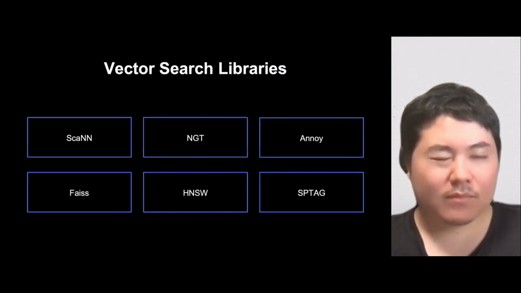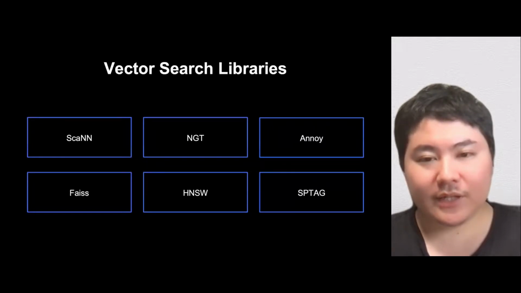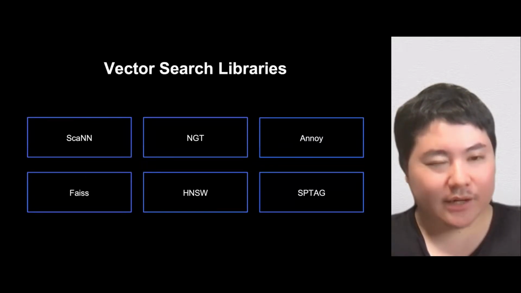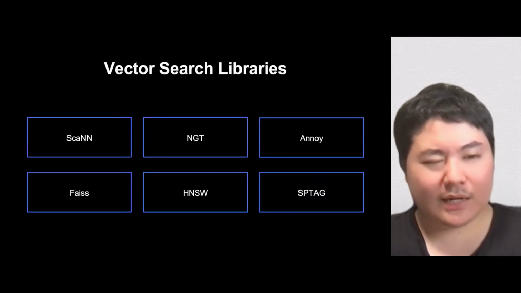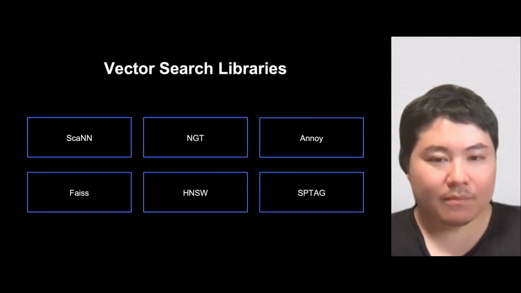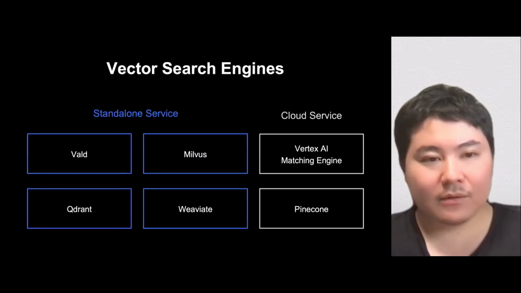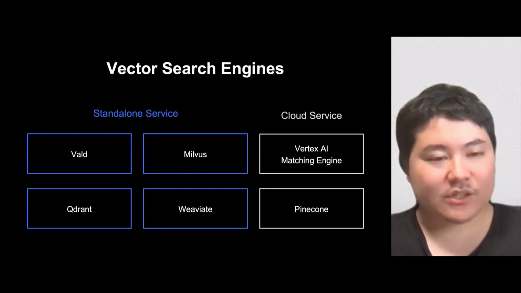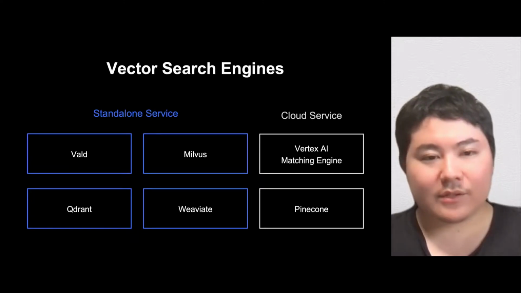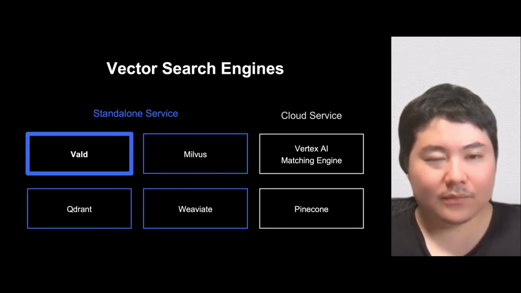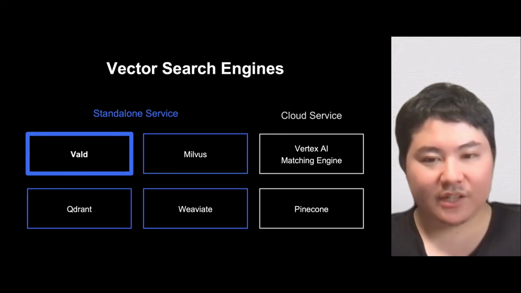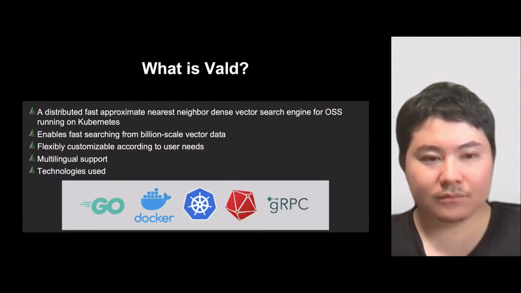Nowadays, vector search trends are as follows. These are some of the popular algorithms now: Google's ScaNN, Yahoo Japan's NGT, Annoy, and Meta's Faiss. And for vector search engines, Vald, Milvus, Qdrant, and Weaviate are some of the standard ones. Cloud services include the Vertex AI Matching Engine and Pinecone. In this session, we will be talking about Vald.